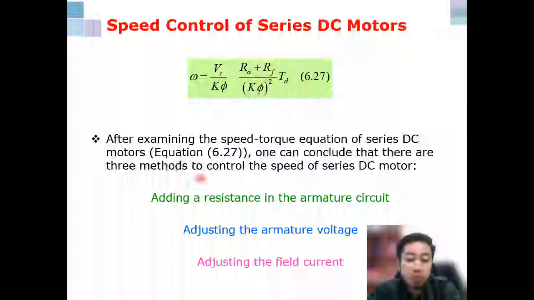After examining the speed-torque equation of the series motor, equation 6.27, one can conclude that there are three methods to control the speed of the series DC motor, the same as for other types of DC motor: first, by adding resistance in the armature circuit; second, by adjusting the armature voltage; and third, by adjusting the field current.